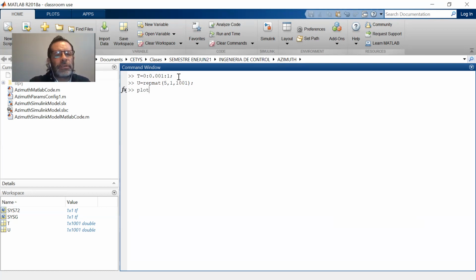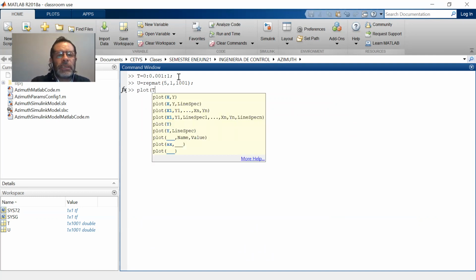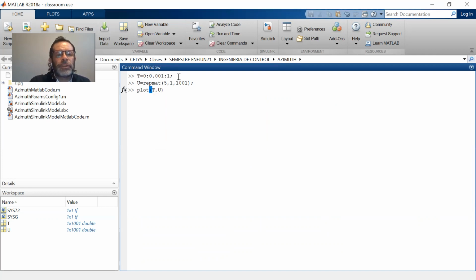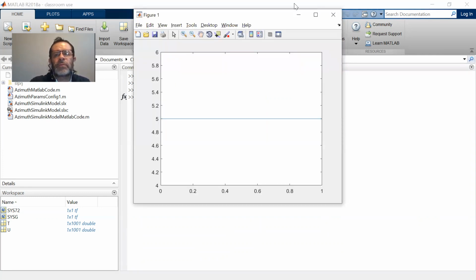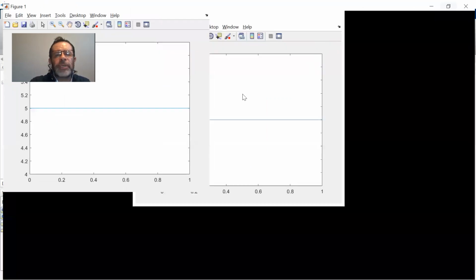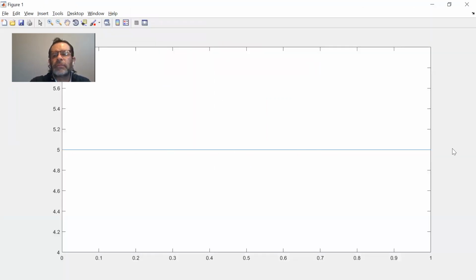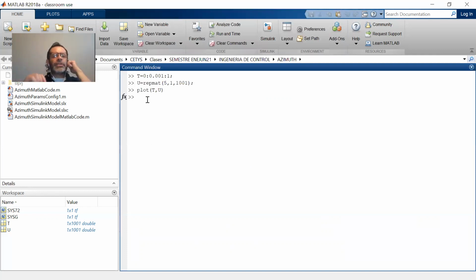If I were to do just plot t comma u, what do I get? Well, I get a constant 5. Okay. And so I can define any function that I want.